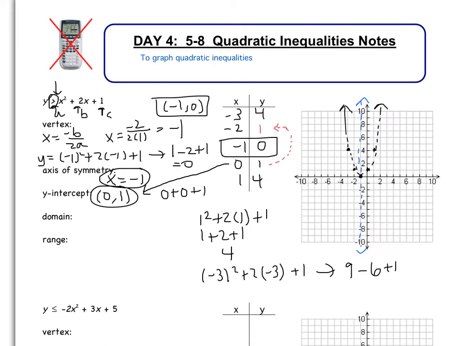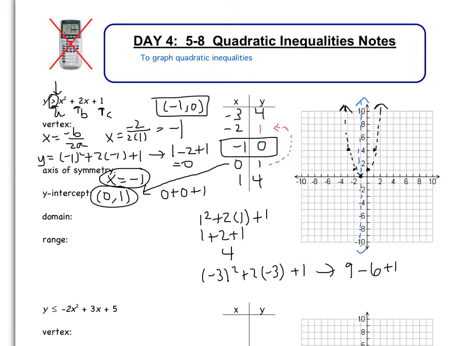Sorry, that should have been dotted. Remember that it's only equal to if there's an equal sign, so greater than or equal to, less than or equal to. And the last thing now I need to do is figure out where to shade. When we did inequalities before, we always substituted in a test point. So we're going to substitute in a test point again. The easiest test point, in my opinion, to substitute in is 0, 0.